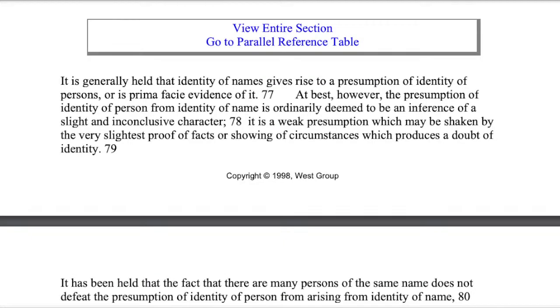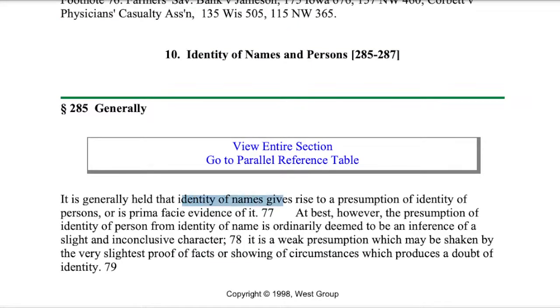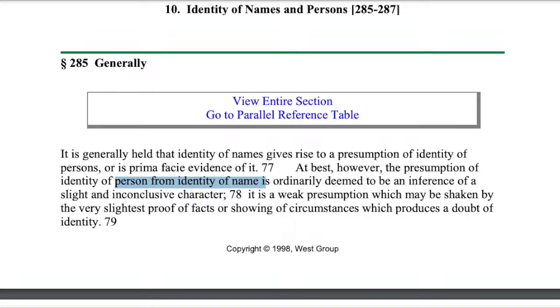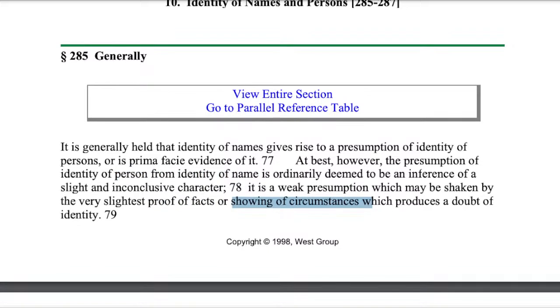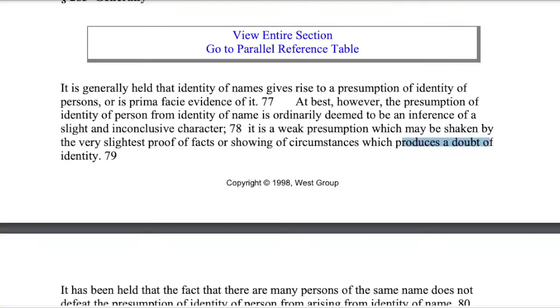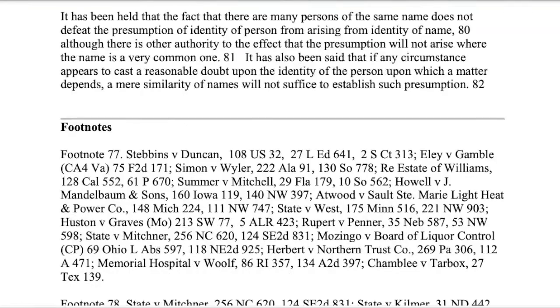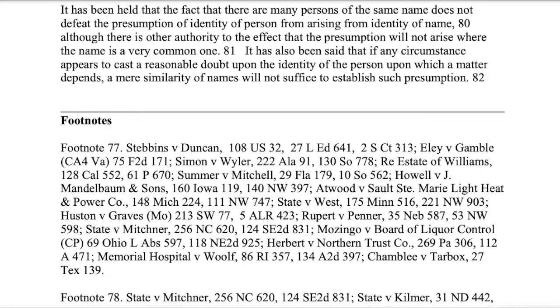So again, we see here that generally, identity of names gives rise to a very weak presumption, which may be shaken by the very slightest proof of fact or showing of circumstances which produces a doubt of the identity. All it takes is a shred of doubt that that name is not the identity, the person from the name. All it takes is the very slightest proof of a fact or showing of a circumstance to produce a doubt. So this is a very nice little section here, brief, to the point.